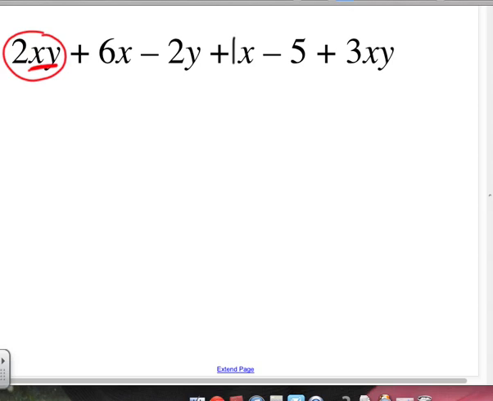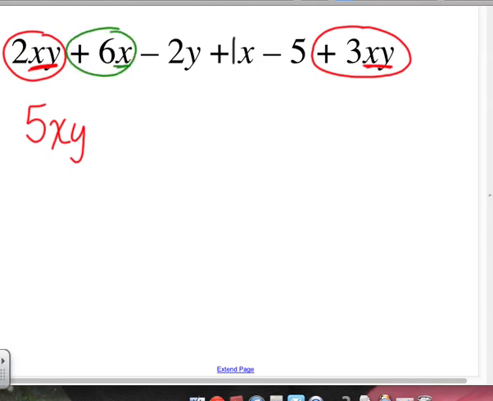I'm scanning through my expression and I see clear out here at the far end we have another xy. So the 2xy plus 3xy makes 5xy. Have to have the exact same variable. Going back to my expression, the next thing I'm looking at here is this plus 6x. Plain old x. Here's one here. It's a plus 1x. So what is 6x plus 1 more x? That's plus 7x.